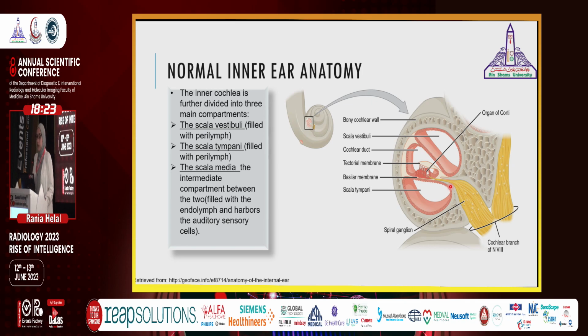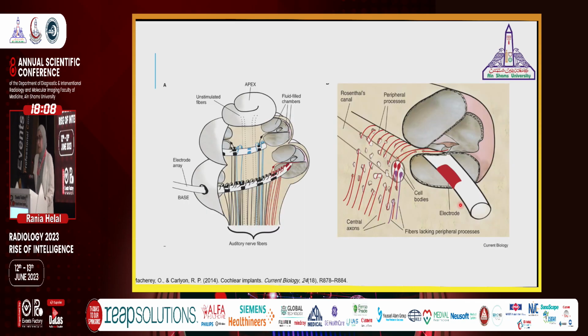The inner cochlea is further divided into 3 compartments: scala vestibuli, the upper one, scala tympani, the lower one, and in between the scala media, in which the inner hair cells are situated. The main target for the cochlear implant is to insert the cochlear electrode inside the scala tympani. In this position, as you can see here, it's near the nerve fibers, so it can easily stimulate those cells and send the impulse to the brain.